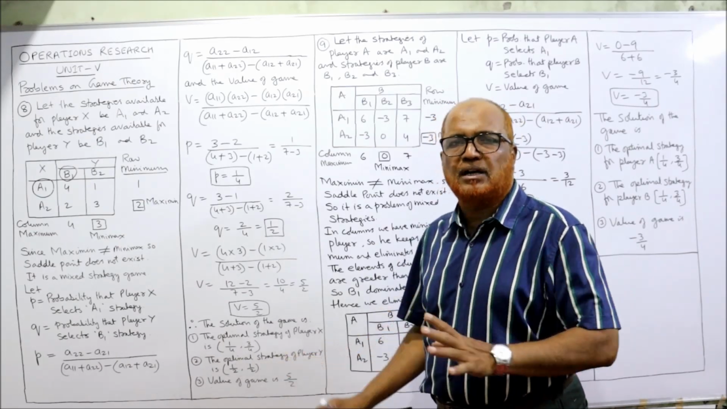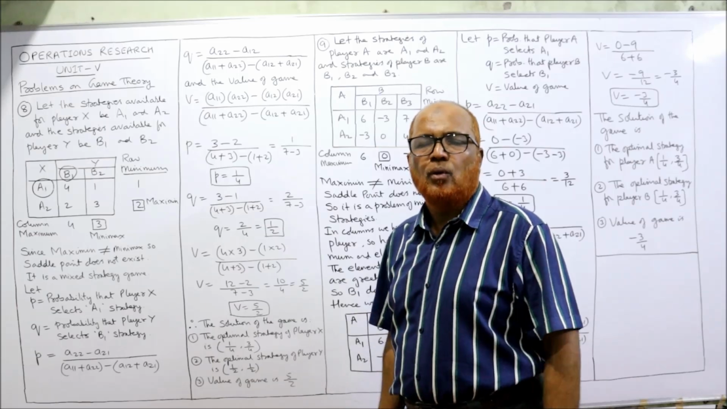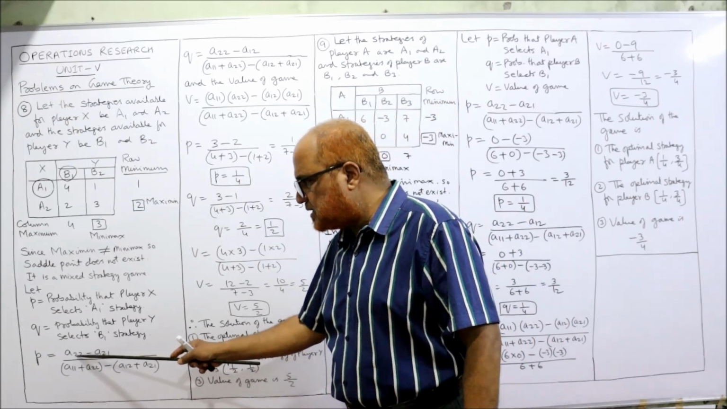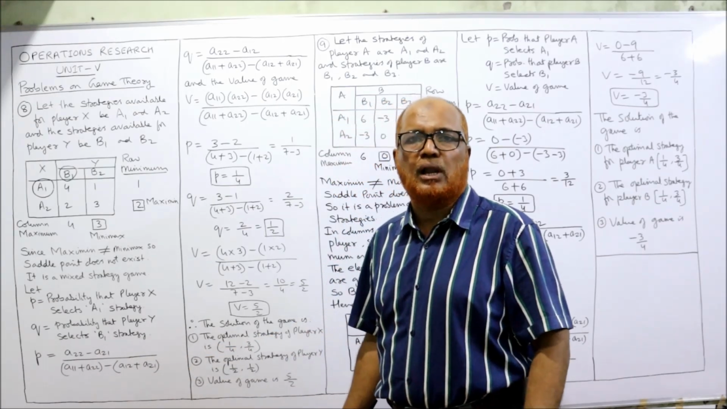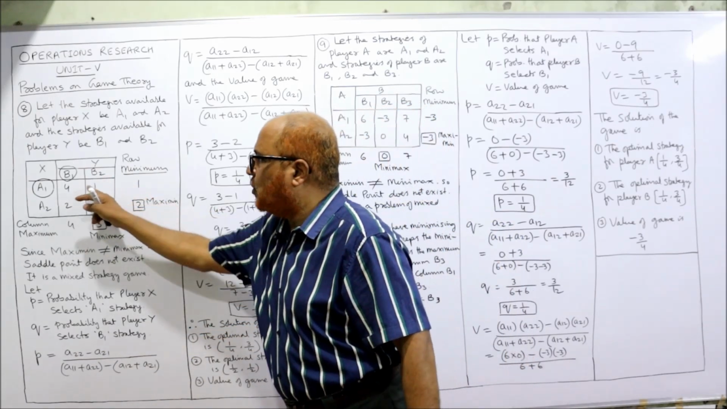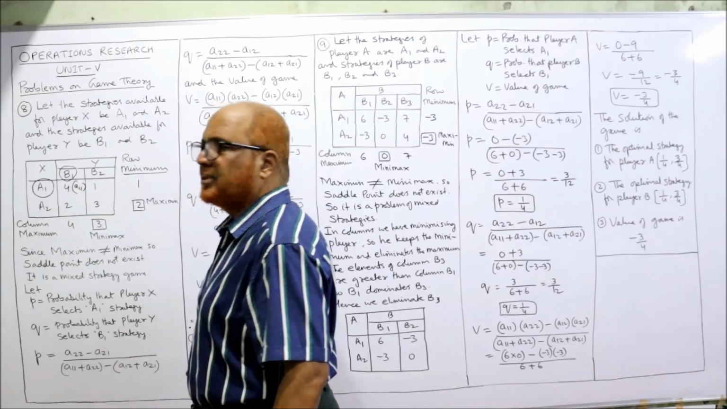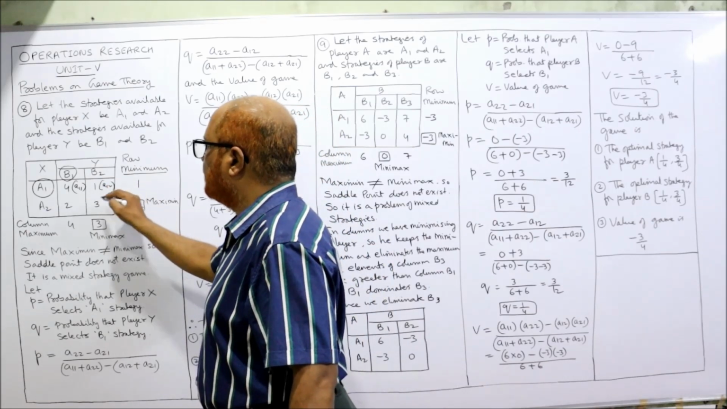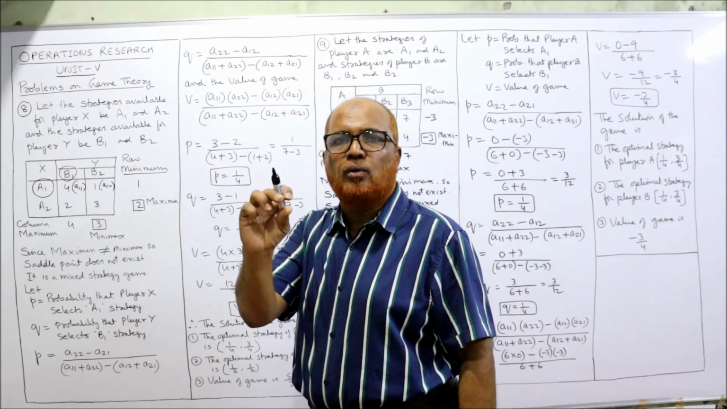Because in the coming problems, the same method we are going to apply. P is equal to A22 minus A21. What is this A22? Second row, second column. The first figure represents the row and the second figure represents the column. A22 means the element of second row, second column. Here we have 4, 1, 2, 3. So I'll put it as A11. 11 means first row, first column. This is A12, first row, second column.